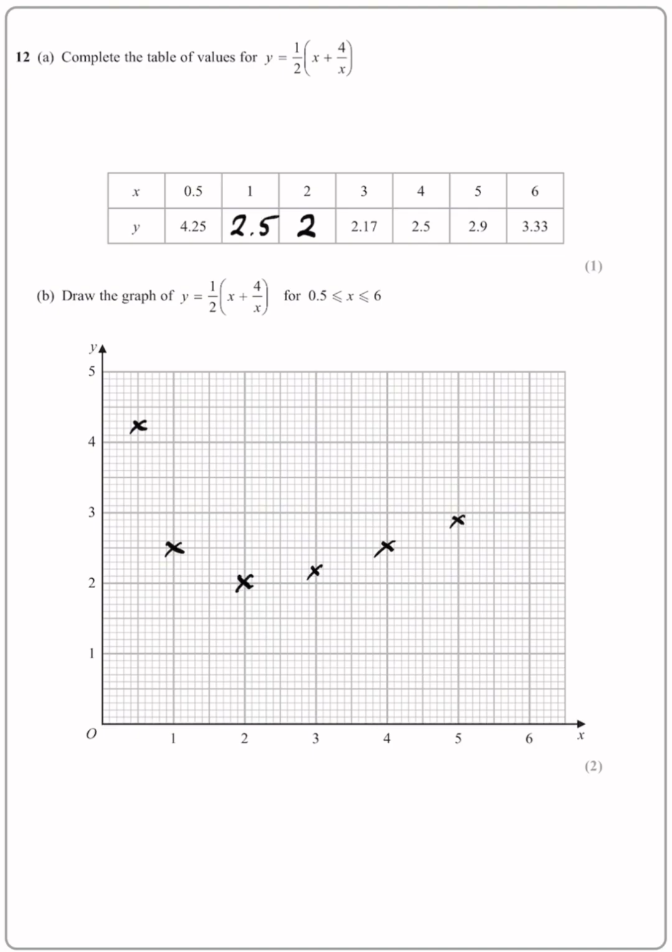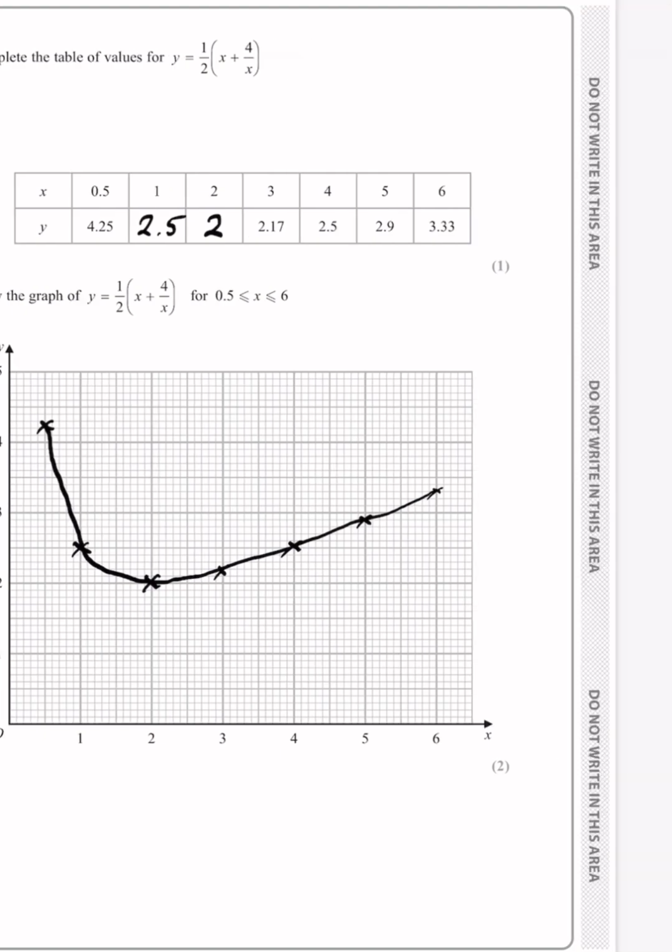and 6 and 3.33. Trying to be as careful as possible with those. And then I have a go at drawing the line through all of them, a nice smooth curve. Yours will probably look better than mine. Smooth as possible, passing through every point. And we get our graph.